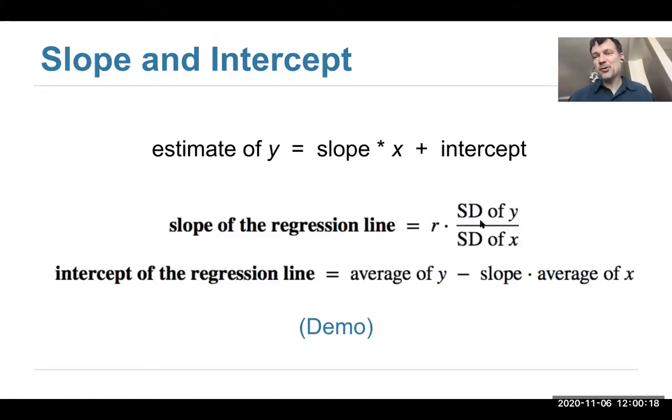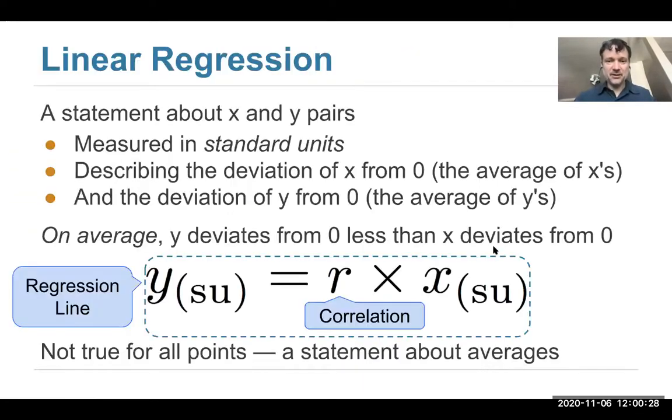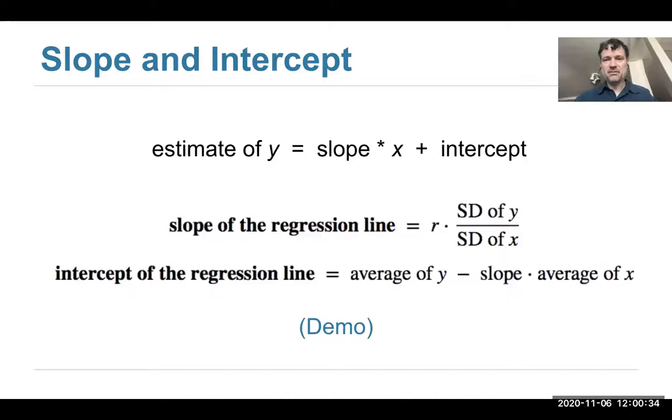Okay, so there's two separate formulas for that regression line. They're both equivalent. One formula is in standard units, and that's very simple. That's the formula we have back here. Here's the formula in standard units, very simple. And the formula in original units, not simple.